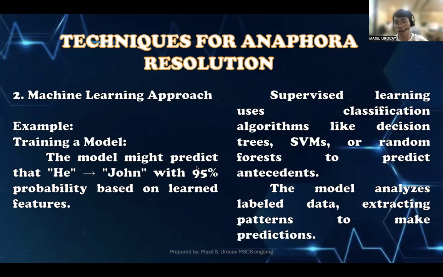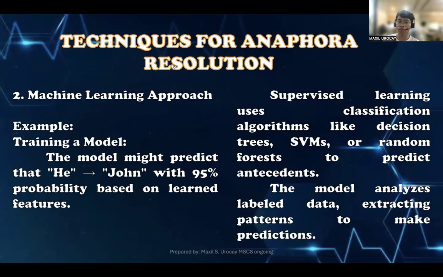In terms of the machine learning approach, we are trying to check the consistency and the accuracy, especially for those huge data sets. So supervised learning uses classification algorithms like decision trees, SVM, or random forest to predict antecedents. Those models analyze labeled data, extracting patterns to make predictions. By the way, decision trees are something that has been discussed in your operations research courses in your bachelor's degree.